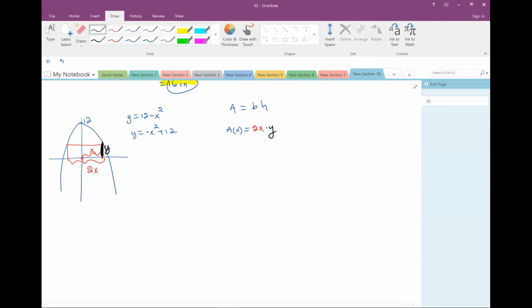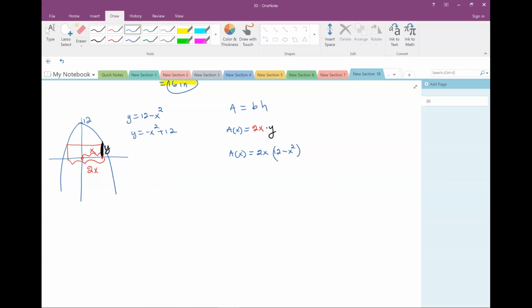The y is what's going to change because you're going to have a different function every time. What's the function in this case? 12 minus x squared. So A of x is 2x times (12 minus x squared) in parentheses. Okay? So now you have to take a derivative.